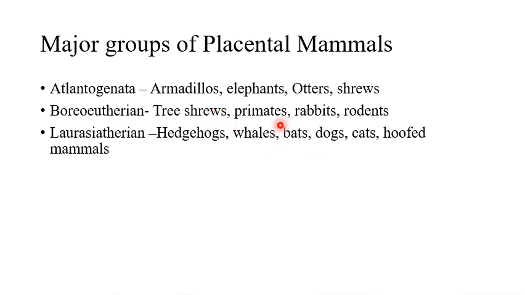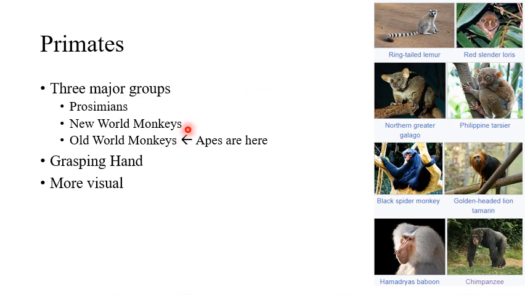We're interested in this group right here, which is known as the primates. Primates are defined, they have a grasping hand. They're typically herbivorous, frugivorous, or omnivores. By the way, we are now getting into information.